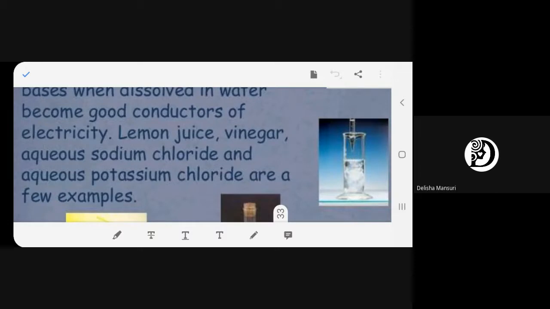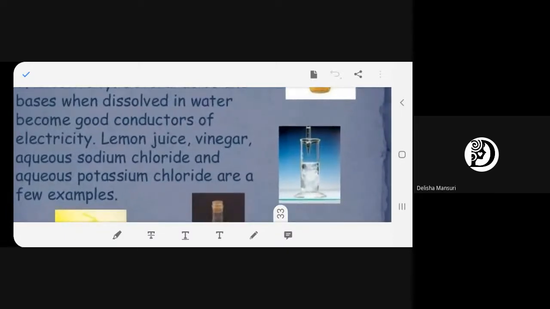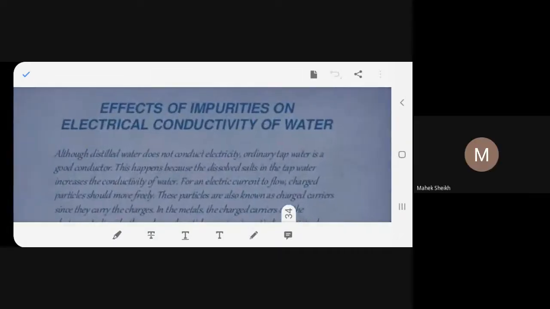Have you understood? These are the solutions which can conduct electricity. Some are acidic solutions and some are basic solutions which can conduct electricity. Is it clear? And all the solutions are made in water. Okay? Yes, ma'am. Rest of the girls, are they understanding or not? Hello, girls. Yes, ma'am. Are you understanding? Yes.